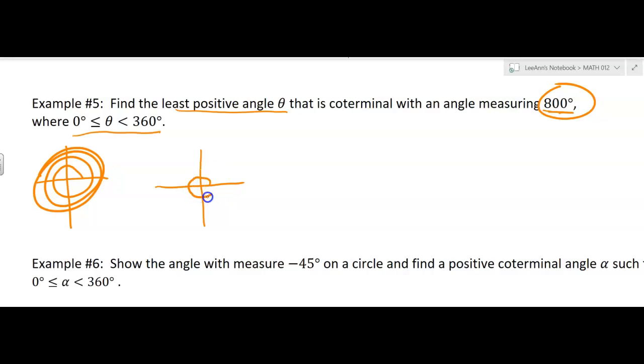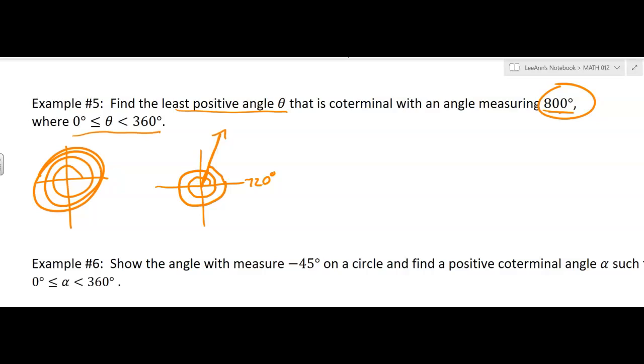One trip around the circle, that's 360. Another trip around is 720. So I'm at 720 right there, and I want to go to 800, so I need 80 more degrees. Here comes the 80 degrees right there, kind of close to the 90. So that would be 800 degrees.